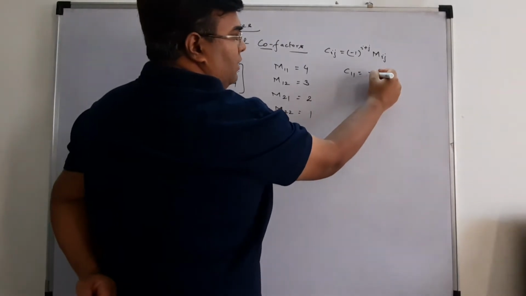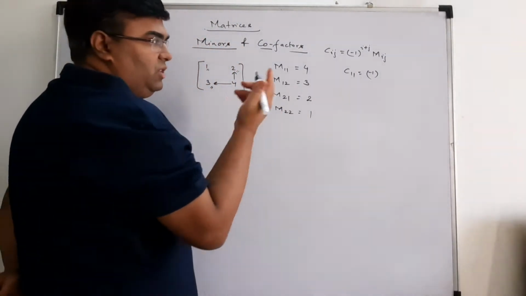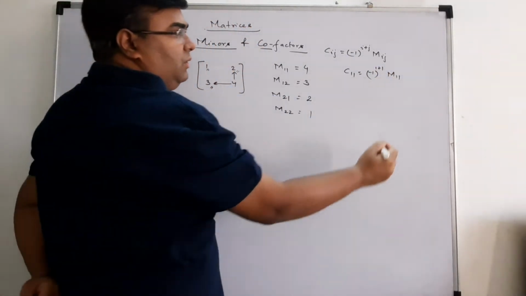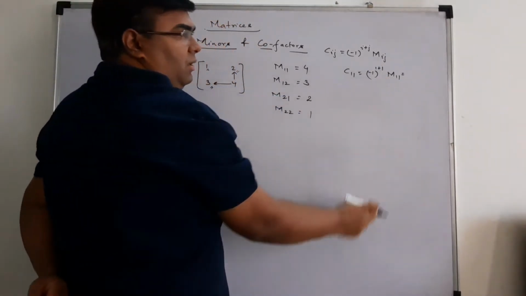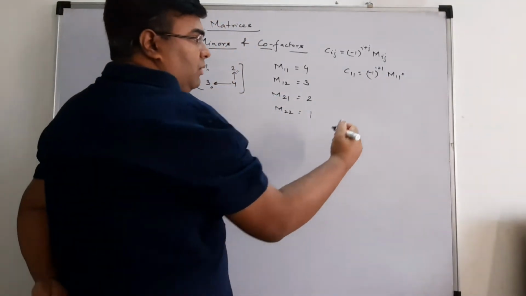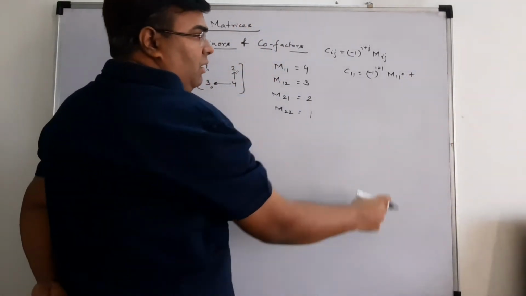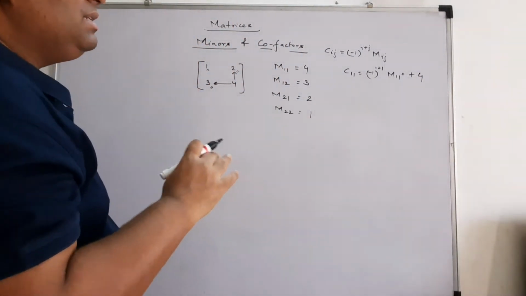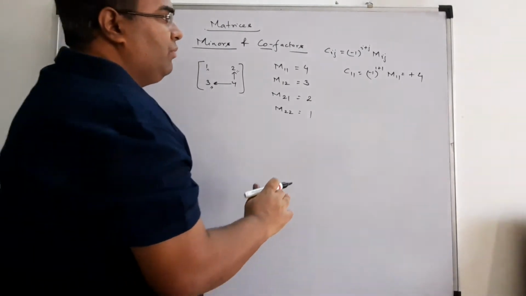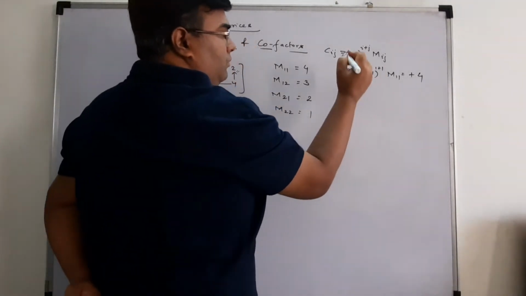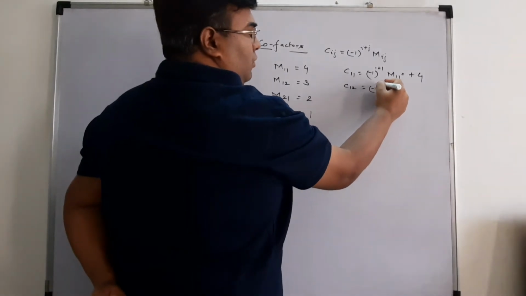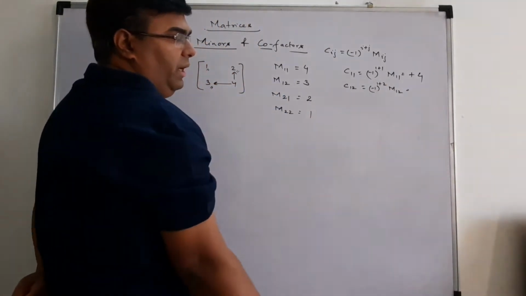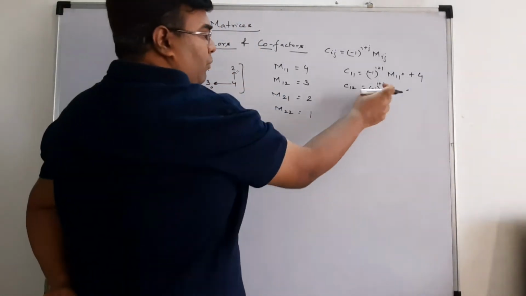Let us see how to calculate. C11 is basically minus 1 raised to power i plus j, where i is 1 and j is also 1. So 1 plus 1, times M11. Minus 1 raised to power 2 will become plus 1. So it will be plus M11, which is 4. So C11 is simply M11, no change. Let us see C12. C12 will become minus 1 raised to 1 plus 2, times M12. Now minus 1 raised to 3 is minus 1, and M12 is 3.